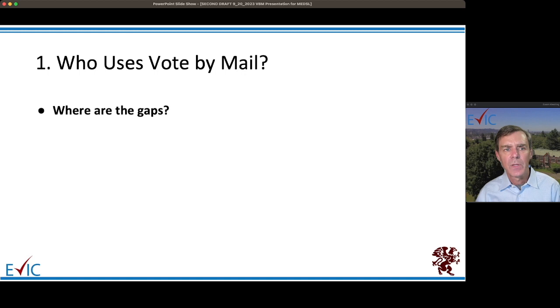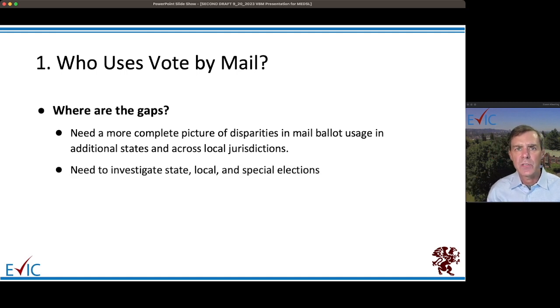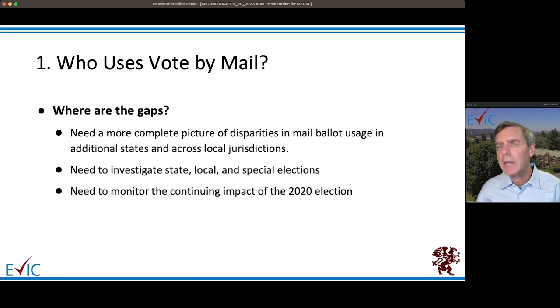What are the gaps in this area and the use rate? We need a more complete picture of the disparity in mail ballot usage. We need to look at more states, and we need to dig down, look within states, across local jurisdictions. This is the first time, it's not the last time you'll hear me say this. We need to understand a lot more about state, local, and special elections and how vote by mail and other administrative regimes affect turnout and representation in those areas. We need to monitor the continuing impact of 2020, to see whether that was a one-off or how much the impact of that election is going to continue down the road.